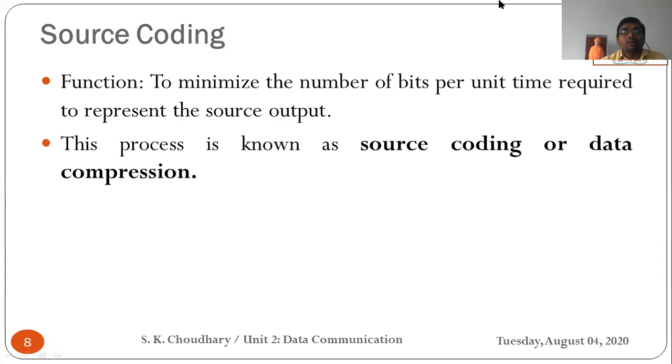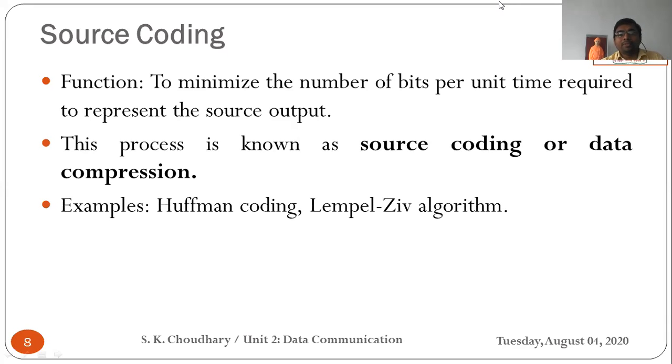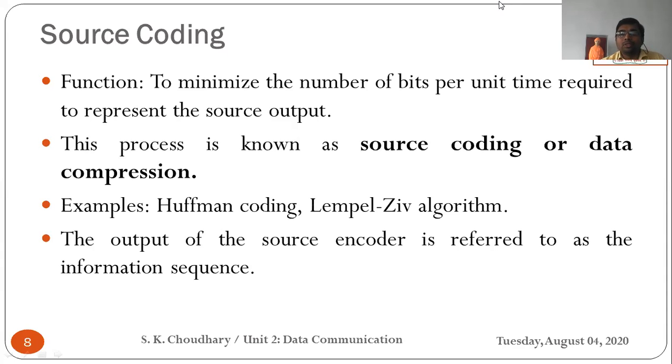Some examples of source coding are Huffman coding and the Lempel-Ziv algorithm. The output of the source encoder is referred to as the information sequence. The input to the source encoder is information bits in binary format, but the output of the encoder is the information sequence.